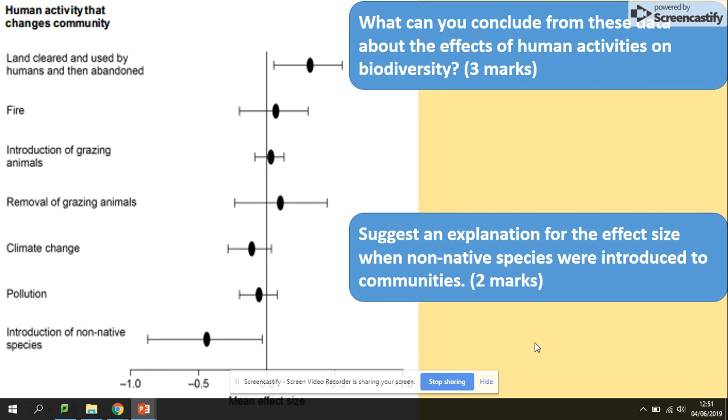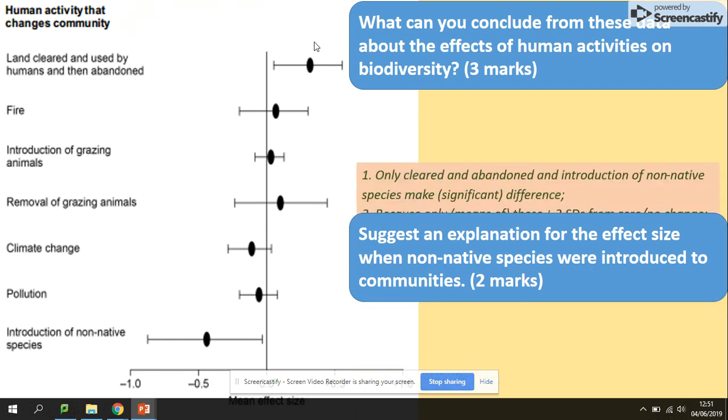But never mind that. Here we've got the mean effect size. This is the mean effect size, the mean is 0, so nothing happens. The further away from that 0, the more there is an effect on the size of the population due to those specific factors. So the highest effect, we're looking at something that's not going to go through the mean and will be far away from it. So the introduction of non-native species, definitely, and the land, the first option.